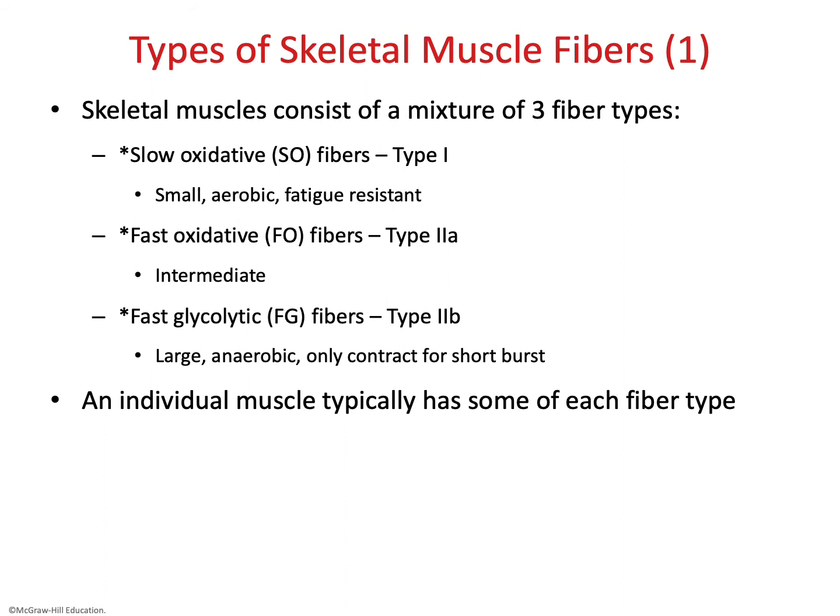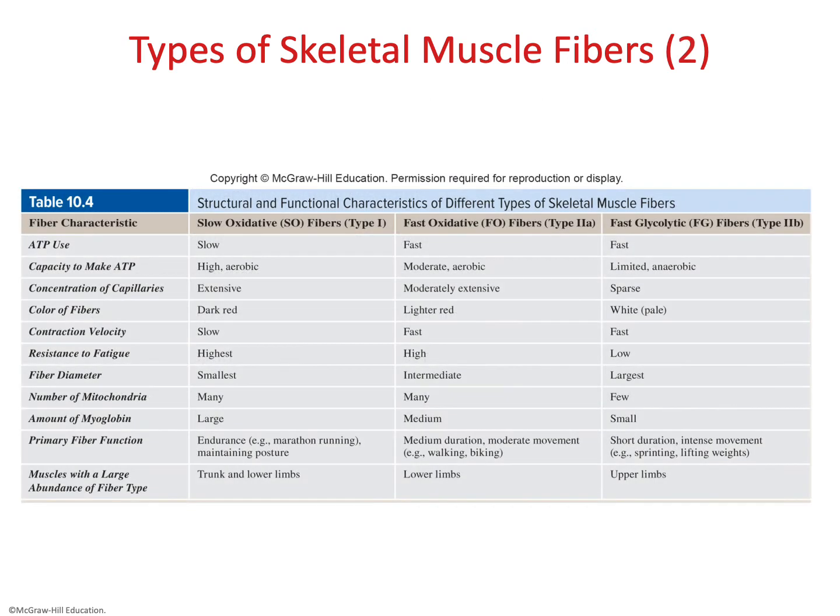Then we'll talk about types of skeletal muscle fibers. They can be slow or fast muscle fiber types, and an individual muscle typically has some of each fiber type. If we look through the differences between slow and fast fiber type, this chart is really helpful. We'll talk about color first of all.